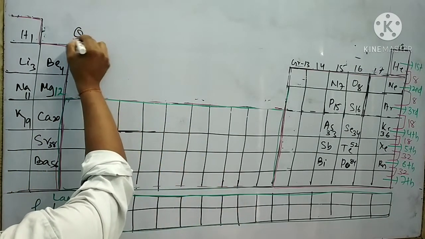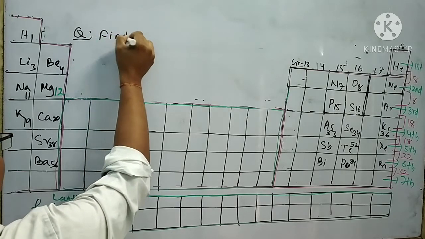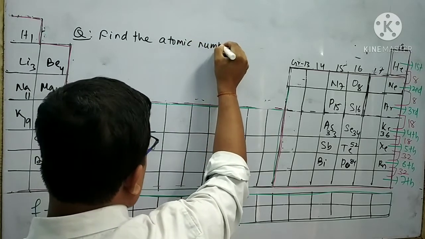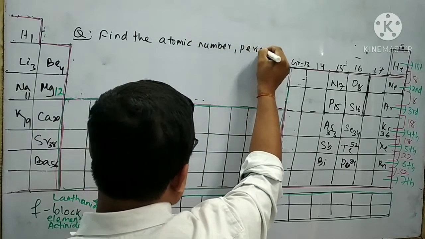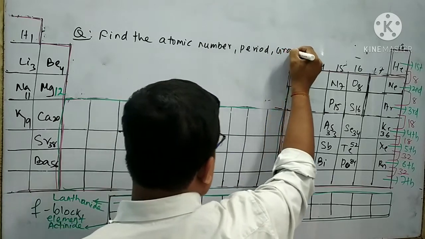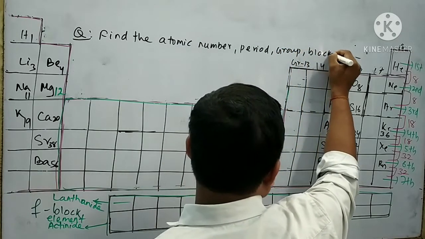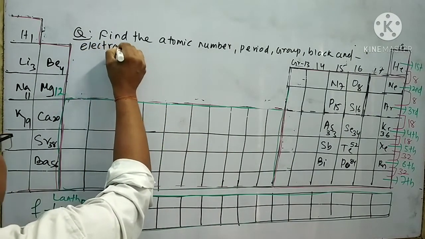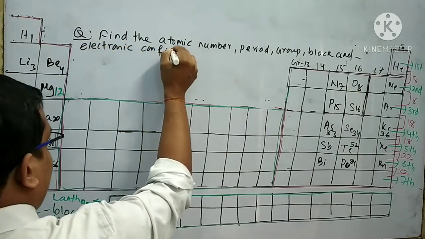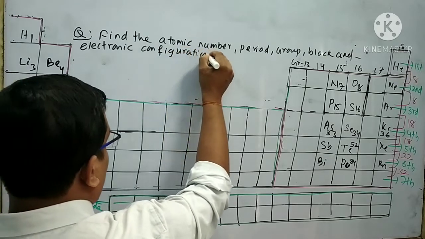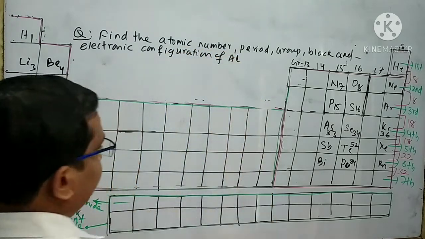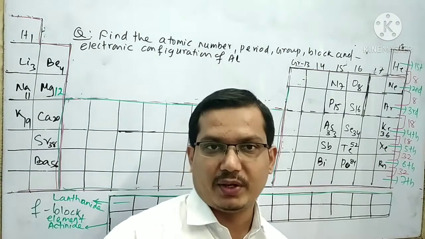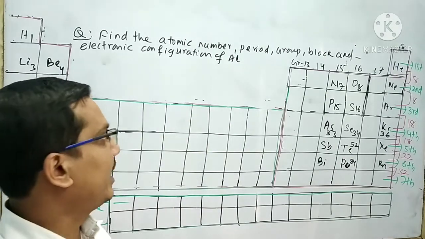Next I want to do another question. Find the atomic number, period, group, block and electronic configuration of aluminium. By remembering the trick, we can find the group in which aluminium is present.